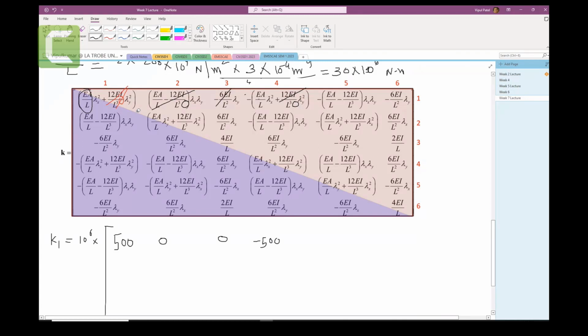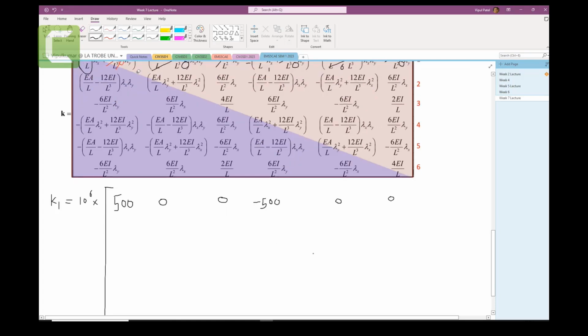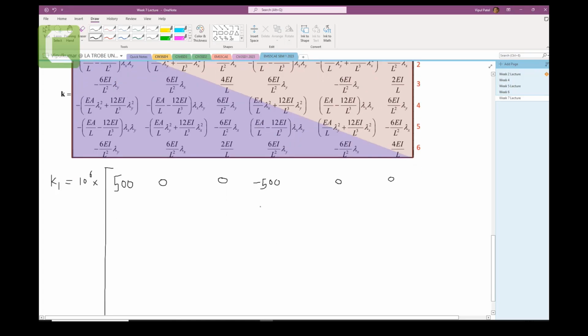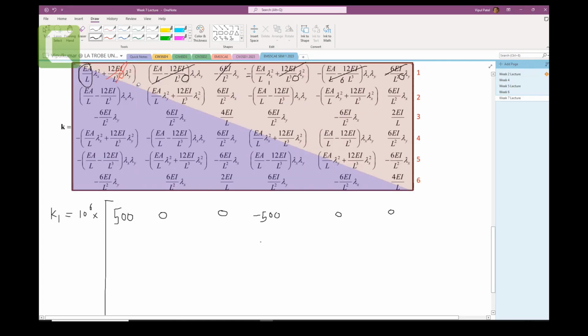AE on L, 500 times 10 to 6. This minus we put it here. Lambda x is 1, so 1 square. Minus this whole thing is 0 because we have lambda y is 0. So we have 0 here. And this one's 6 EI on L squared, and this is lambda y, so this whole thing is 0. I hope it is clear for you right now how to get the first 6 numbers on the first row.